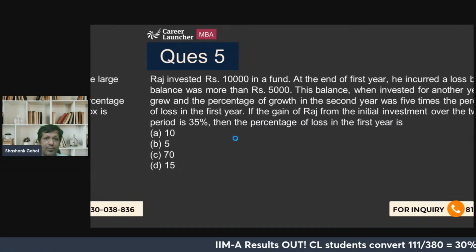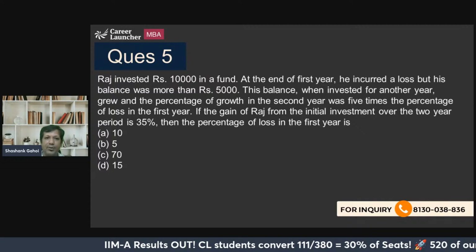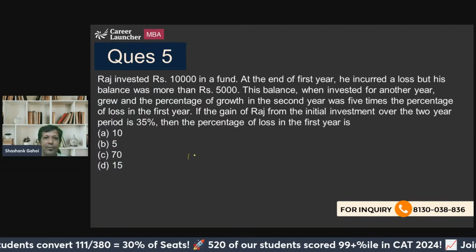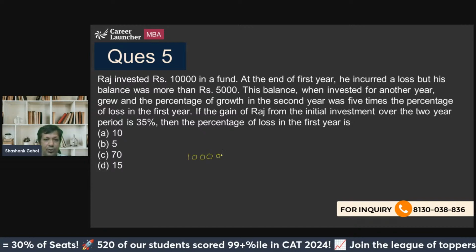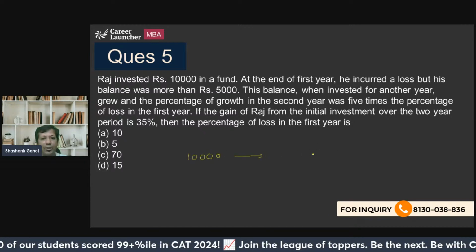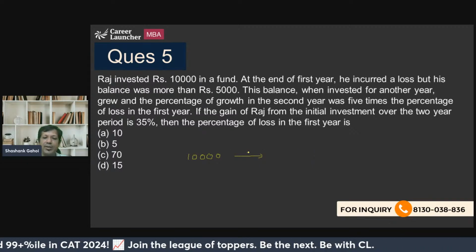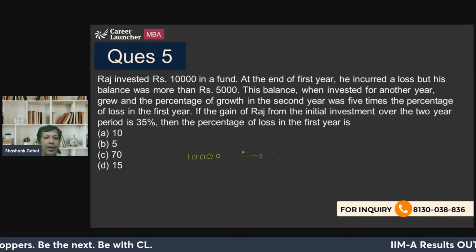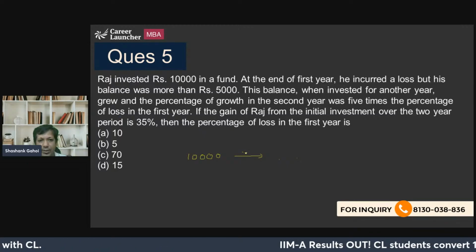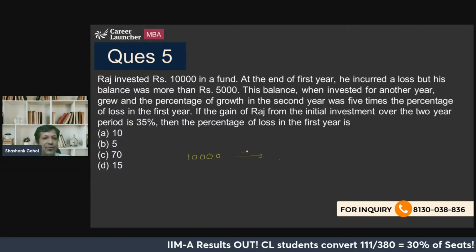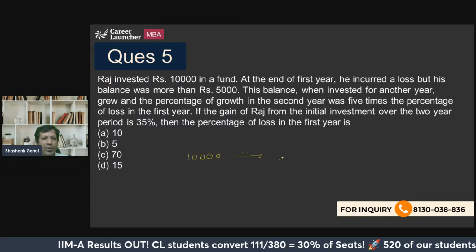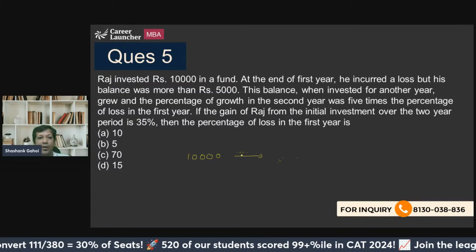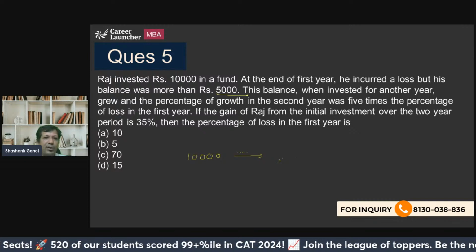What does it say? Okay. Now Raj invested 10,000 in a fund. Okay. So let's say he's investing 10,000 at a fund. At the end of first year, he incurred a loss. Okay. So the price is decreasing by some value. But the balance was more than 5,000. It means the decrement over here should be less than 50%. Because let's say he is losing 60% in the first year, then the amount here is going to be 4,000. That's not possible. But balance was still more than 5,000. It means loss must be less than 50%. This is what I can figure out till this point.